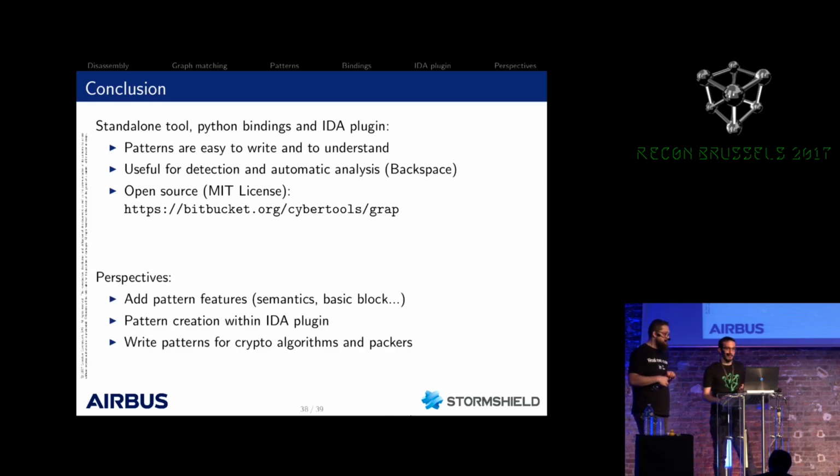As perspectives for the future, or maybe for the V2, we would like to add some pattern features. We talked about parsing semantics information from instructions. We talked about conditions on basic blocks. We would like to be able to create patterns directly within IDA. And then we would like to have many more examples that work on crypto algorithms. We would want to try with AES and on packers, on common packers.